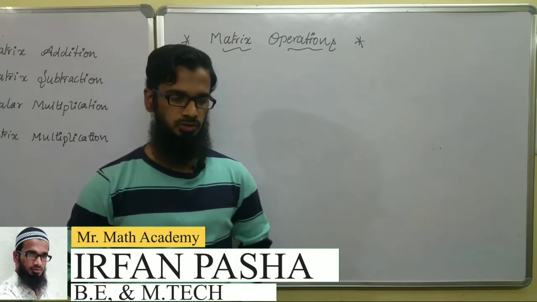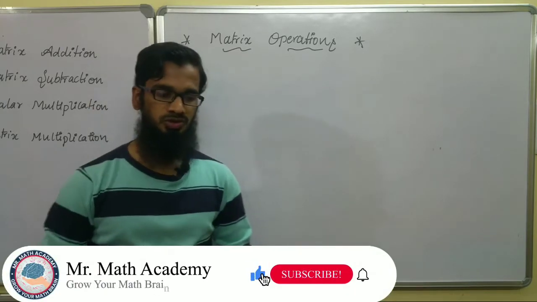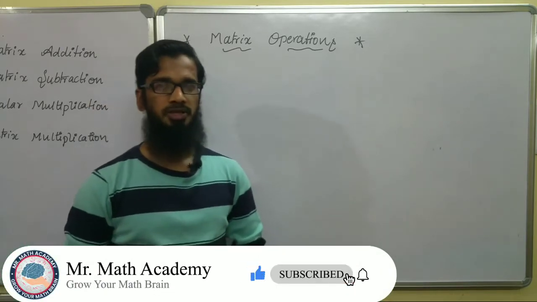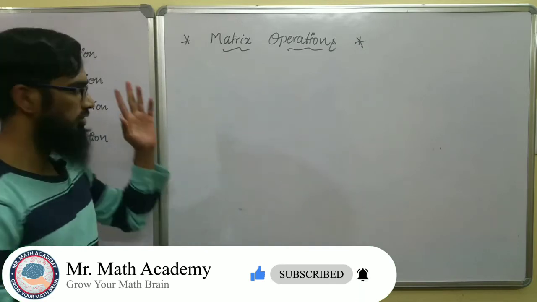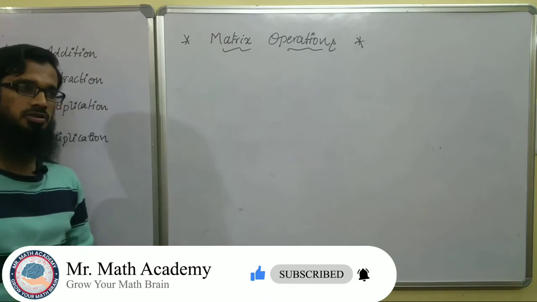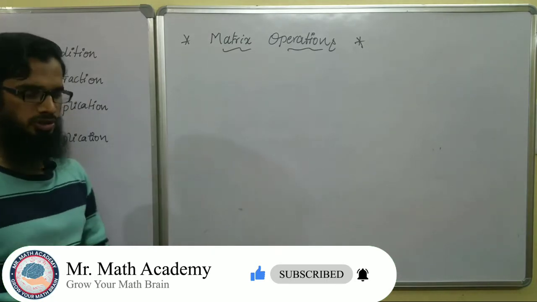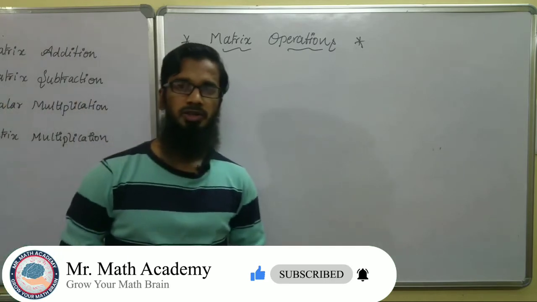Here in this video we'll discuss matrix operations. Generally we have four types of matrix operations. The first one is matrix addition, then matrix subtraction, scalar multiplication, and the last one is matrix multiplication. Now we'll go one by one in detail.